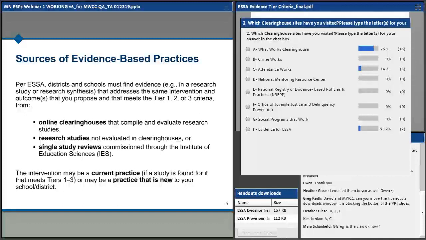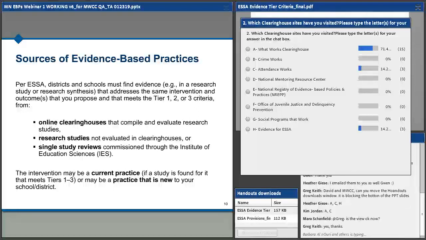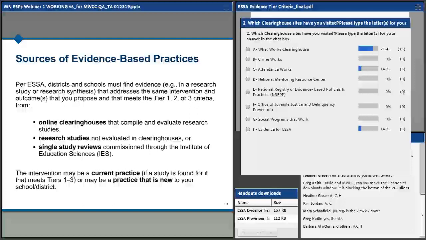We see a few people have used Attendance Works, which is great. That's no surprise, since I believe Minnesota provided you guys with that resource. They have a great database of chronic absenteeism-based interventions. And then we also see a few of you have used Evidence for ESSA, which is good to see.